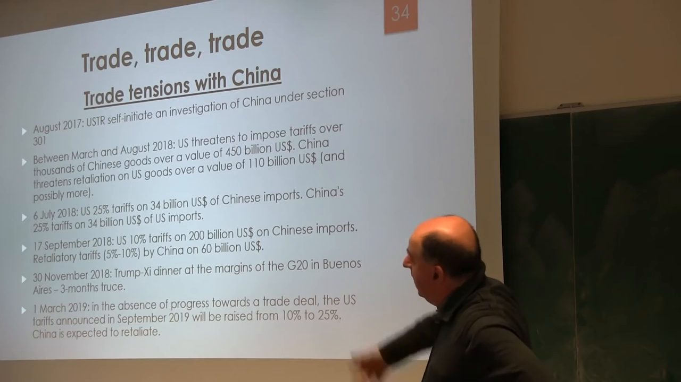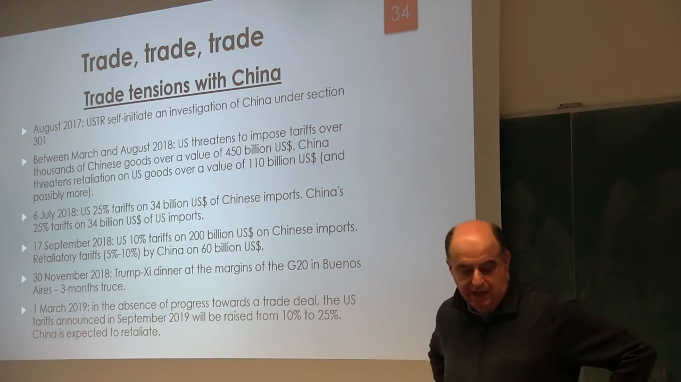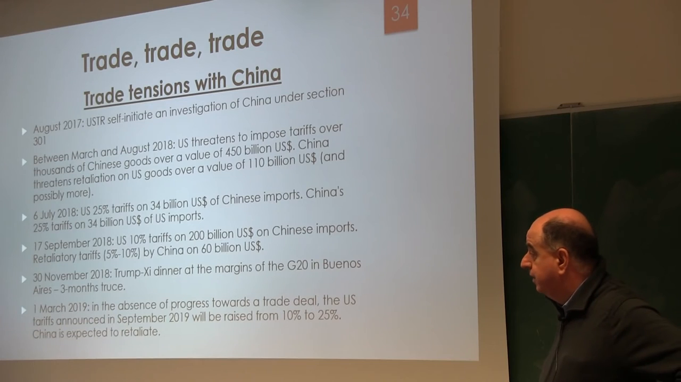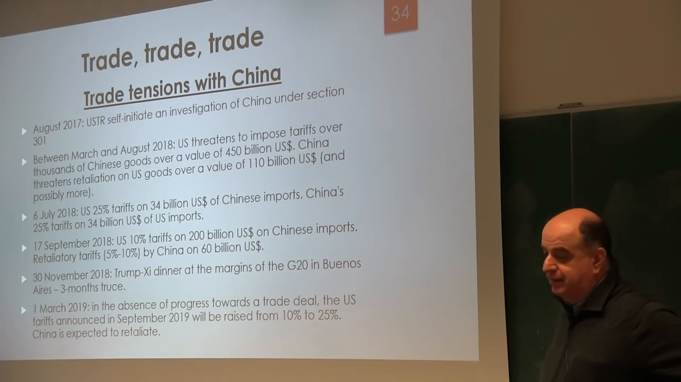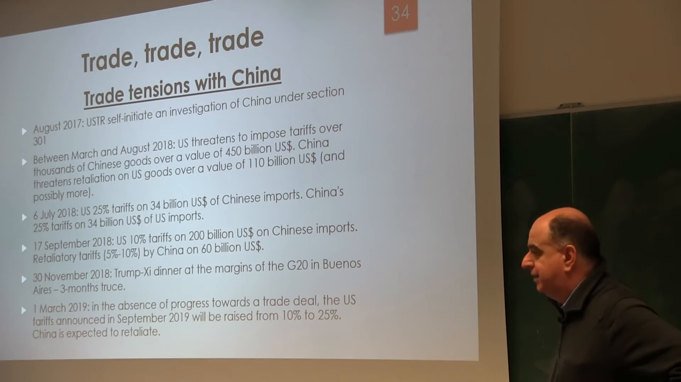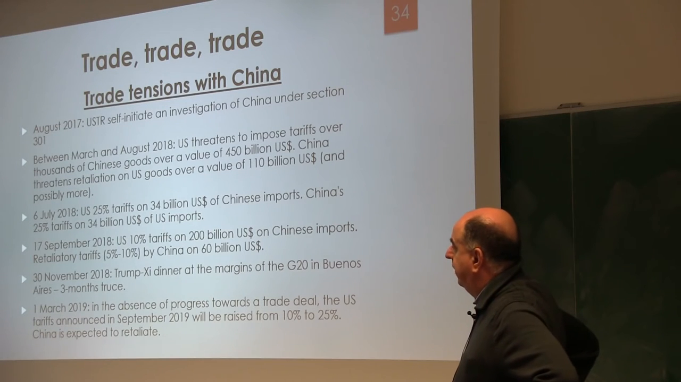These timelines all start in 2017. There is clearly a problem, and the European Union also has a problem with the respect of intellectual property rights in China. But the United States, instead of going through the WTO, as has been the practice in general for this type of dispute, has chosen to go the bilateral way.